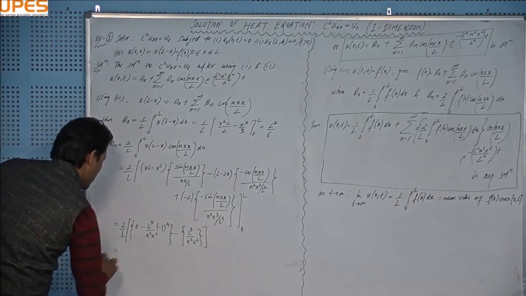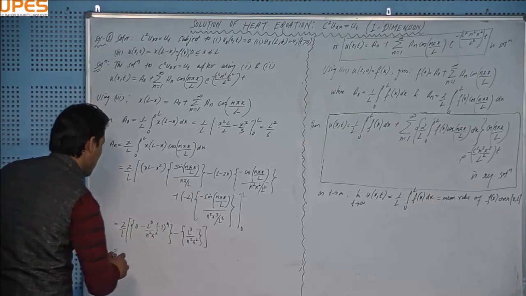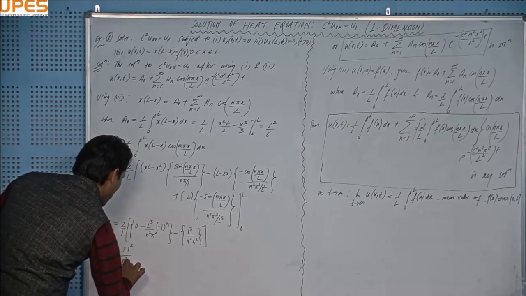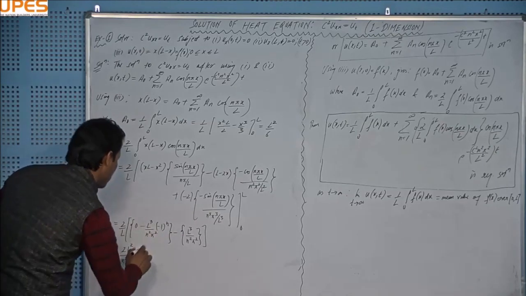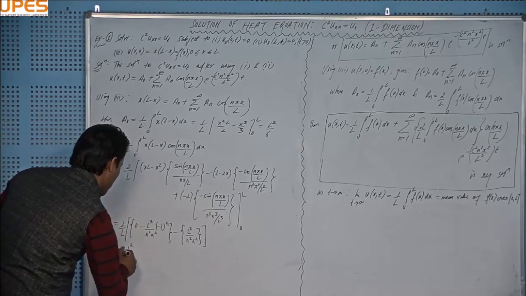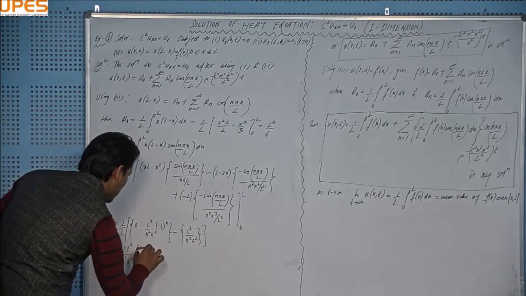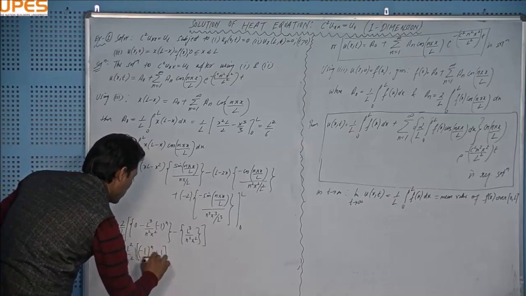Now in solving this, I will be getting L cube over n square pi square, which can be taken common, and that will become 2L square over n square pi square. Here minus can be taken common also, minus and minus 1 to the power n, and here I will have plus 1.